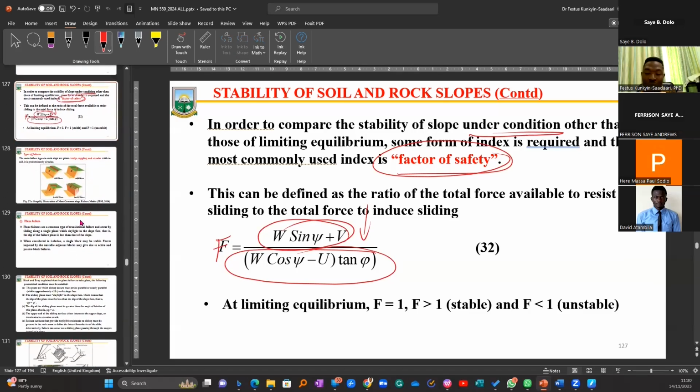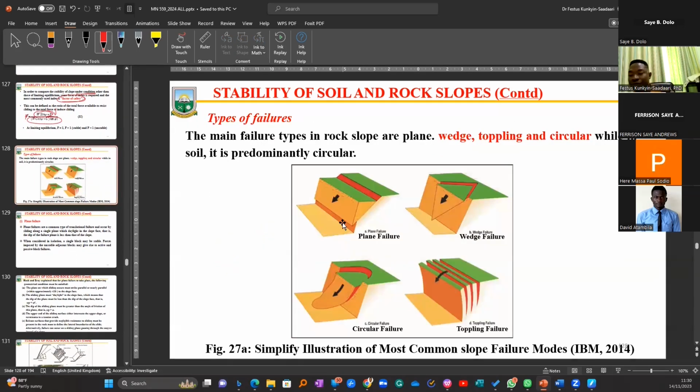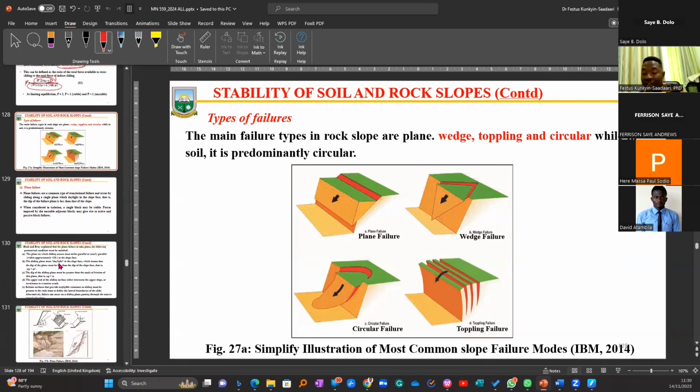God willing, tomorrow we shall have a look at the types of slope failure. The types of failures in terms of slopes are the circular, the plane, the wedge, and the toppling failures. Tomorrow we shall just have a brush over all of these, and then we can end the topic, stability of soil and rock slope, and if possible, jump into pillar, and then we can end our lesson of applied rock mechanics.